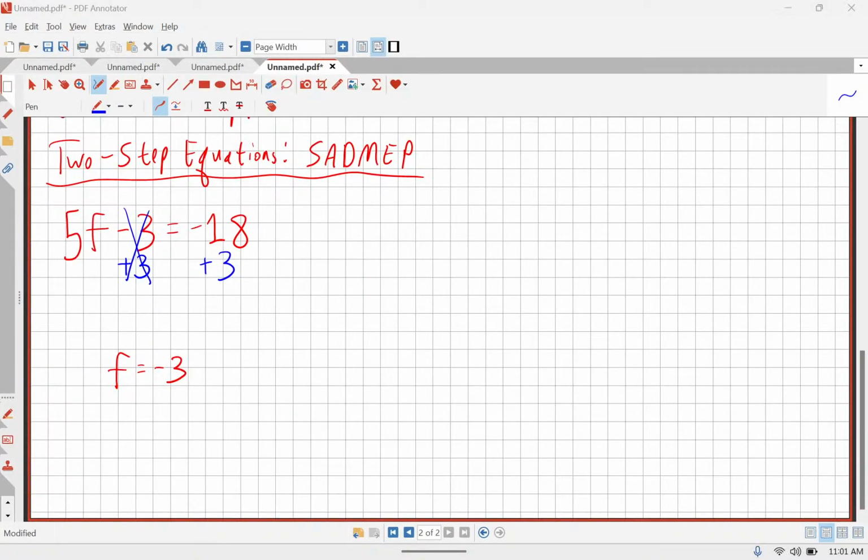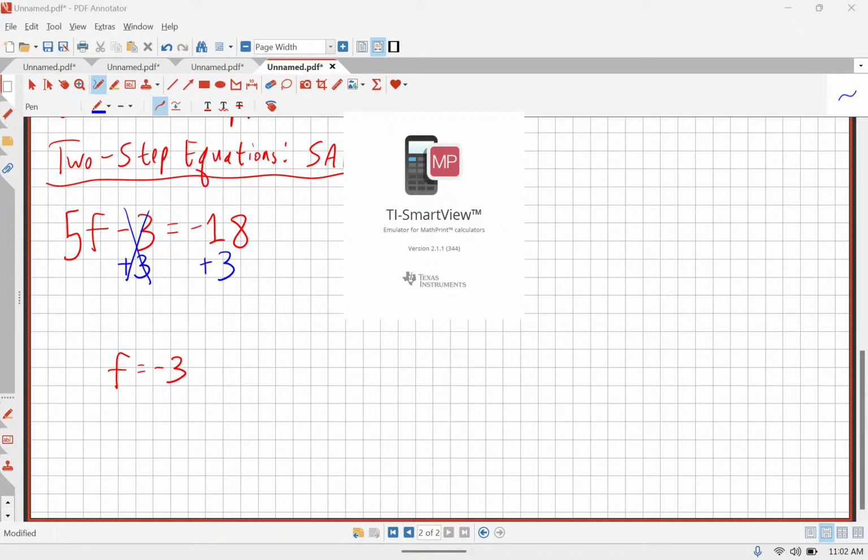I got to do the song. Hang on, guys. I'm going to get there. Feel free to join in if you remember it. Well, you'll get there. TI SmartView TM emulator software for the TI-30X/TI-34 multi-view TM calculators, Texas Instruments, validating software license.